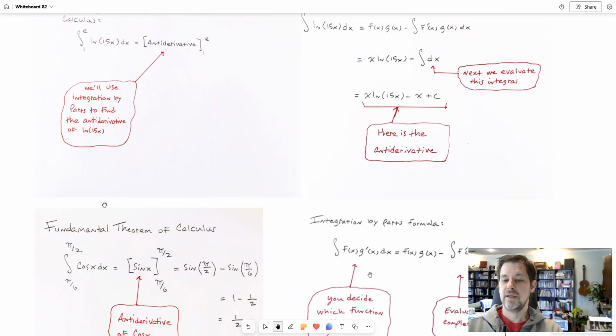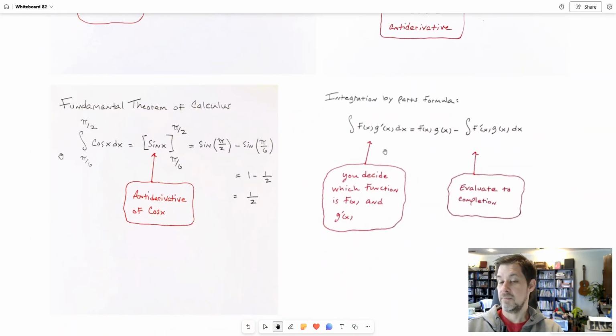I'll give you another example real quick. Here's a much easier one. The fundamental theorem of calculus as applied to the definite integral from pi over 6 to pi over 2 of cosine x dx. Now, in this case, the antiderivative is really easy to find. In fact, you probably just know what it is. The antiderivative of cosine is sine because the derivative of sine is cosine. So we've got the antiderivative. From there, we plug in the upper bound of integration, get sine pi over 2. We subtract the lower bound, sine pi over 6. And we calculate from there to get 1/2.